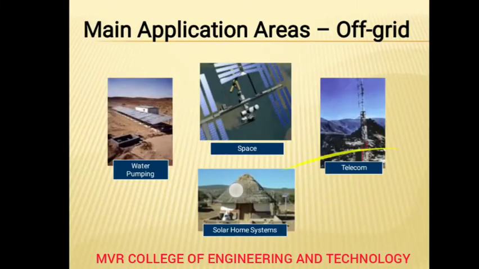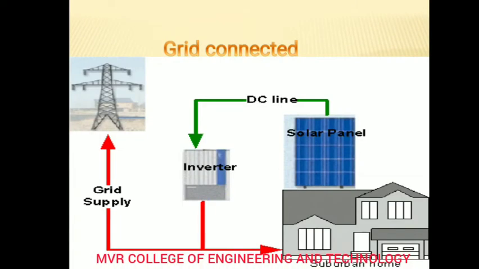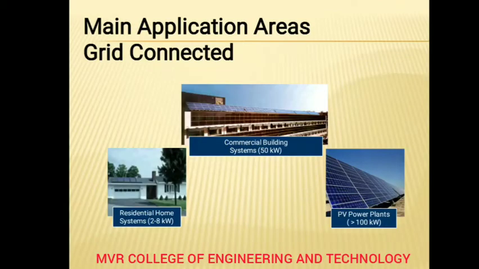You can see this next grid connected system. Directly from the solar panel, the DC line is sent to the inverter, and from the inverter it is sent to the grid supply. So you know, by using the inverter you will convert a DC supply into AC supply, and this AC supply is sent to the grid, and from the grid it will be sent to your homes. So like this, grid connected systems are available by using the solar energy.